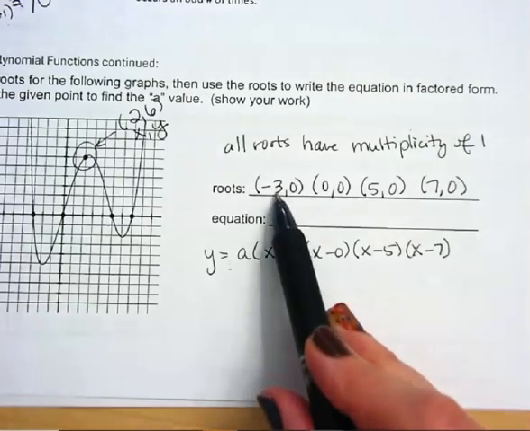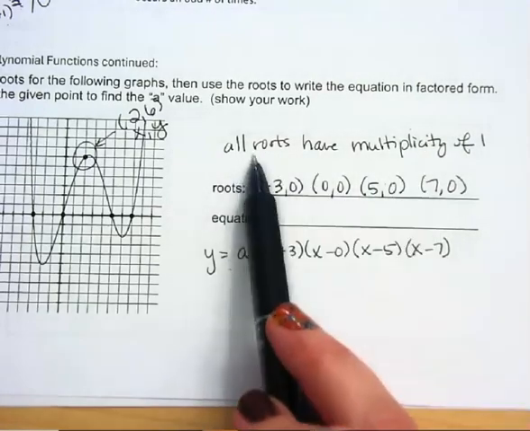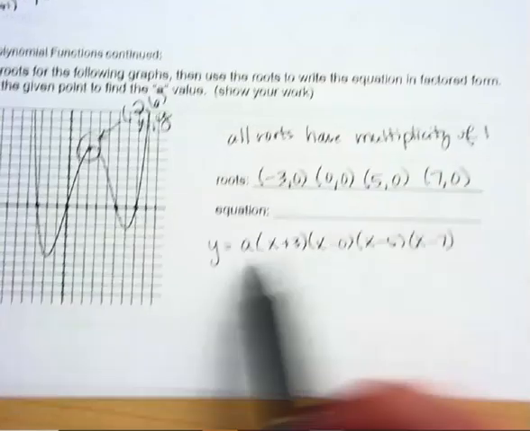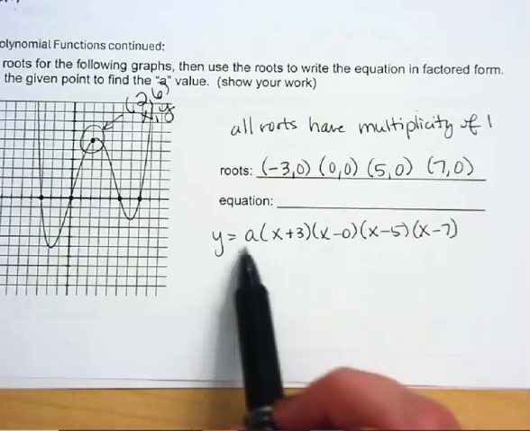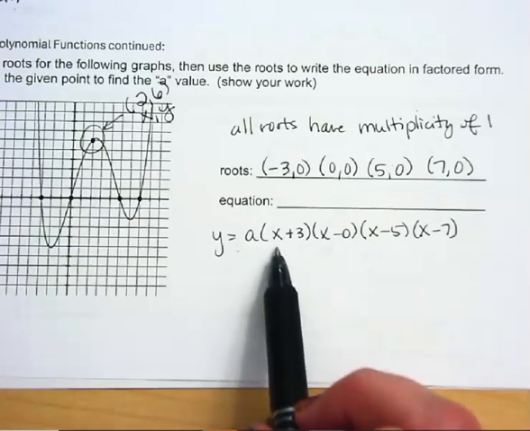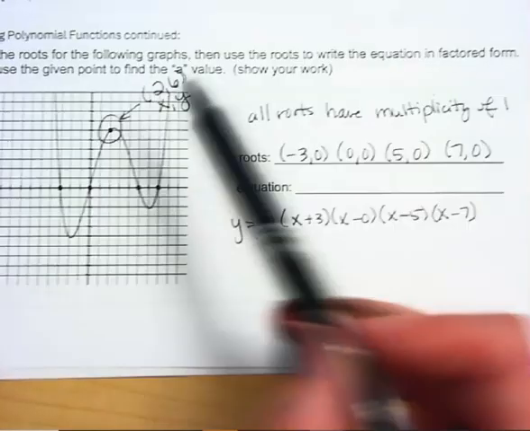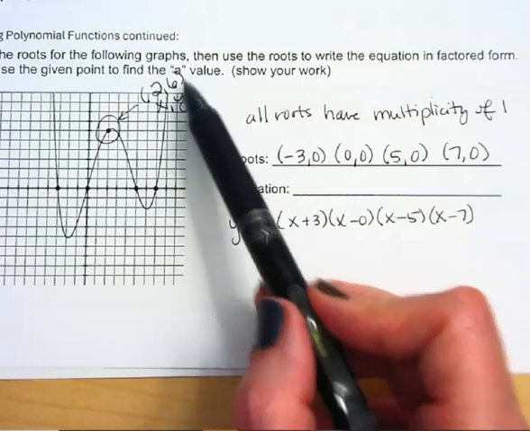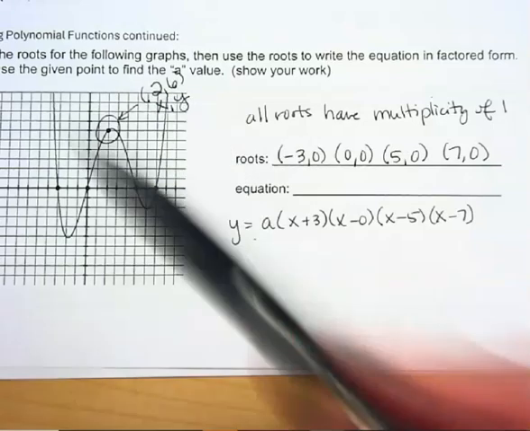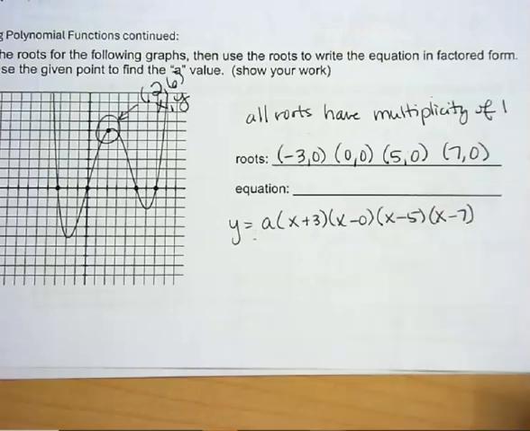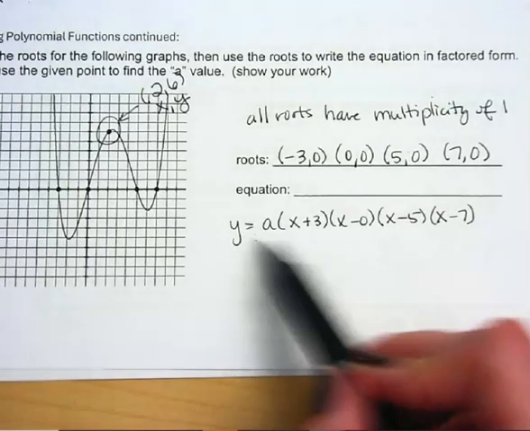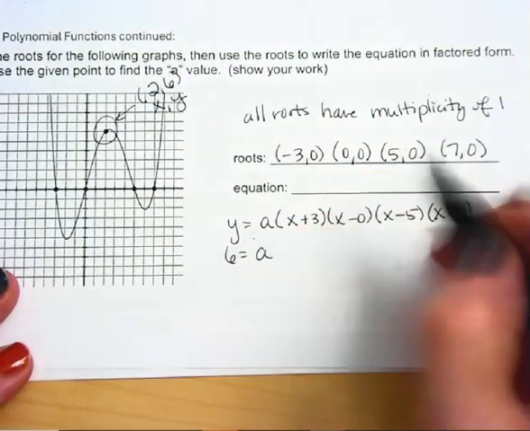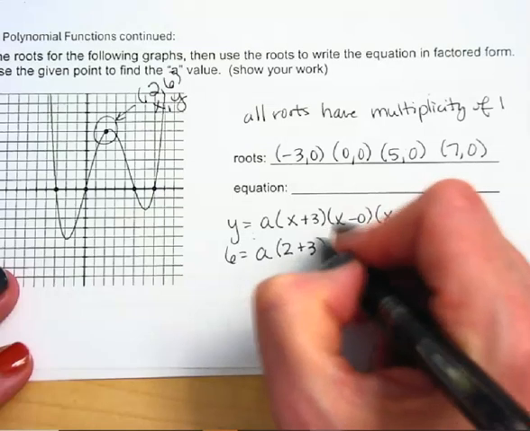Okay, so here are the roots. I've already made a note that they all have a multiplicity of 1 because they all cross straight through. I set up my factored form with my a value, holding the place. And then here's how we're going to figure out what a is. This point has been marked on the graph. That is at 2, 6. That represents an x and y value that would satisfy my equation. So I'm going to plug those in everywhere I see an x and for this y. So 6 goes in for the y, and 2 goes in for all the x's.